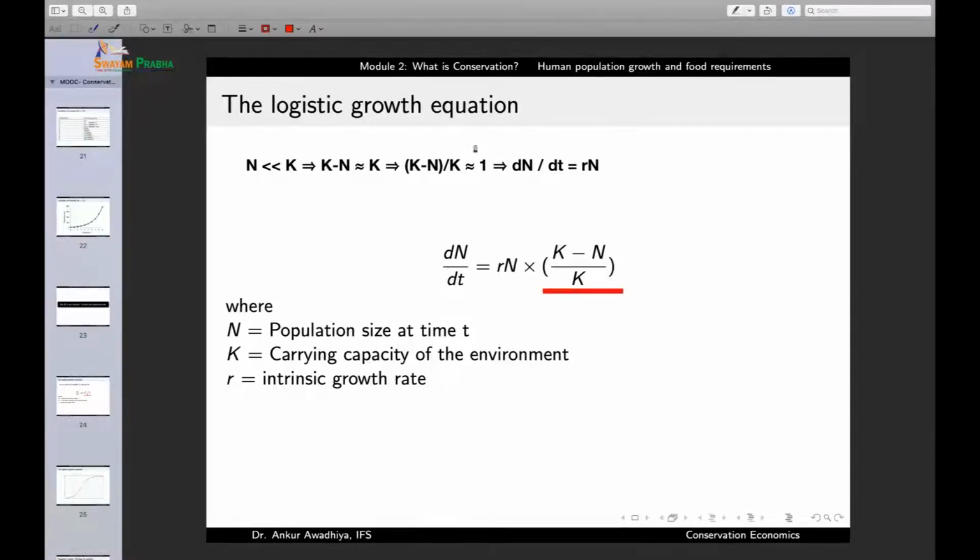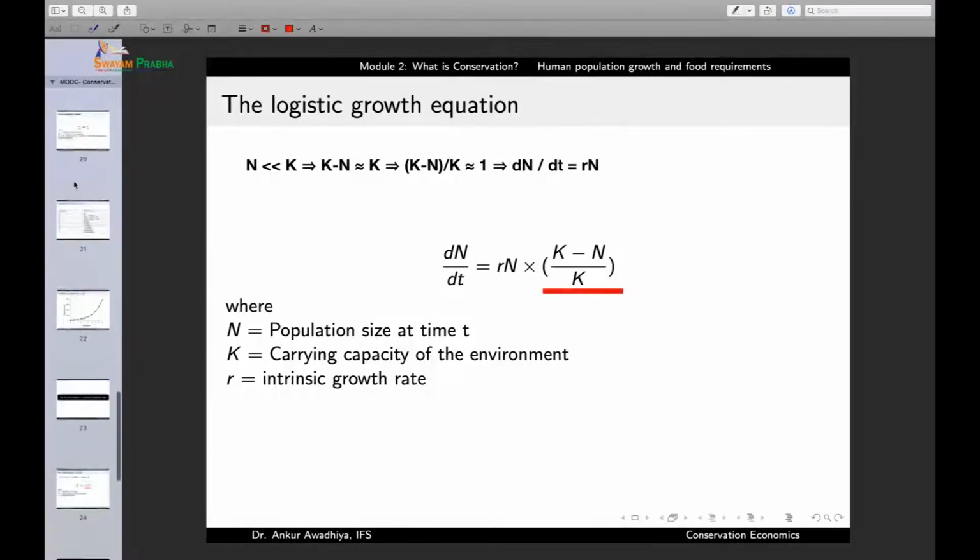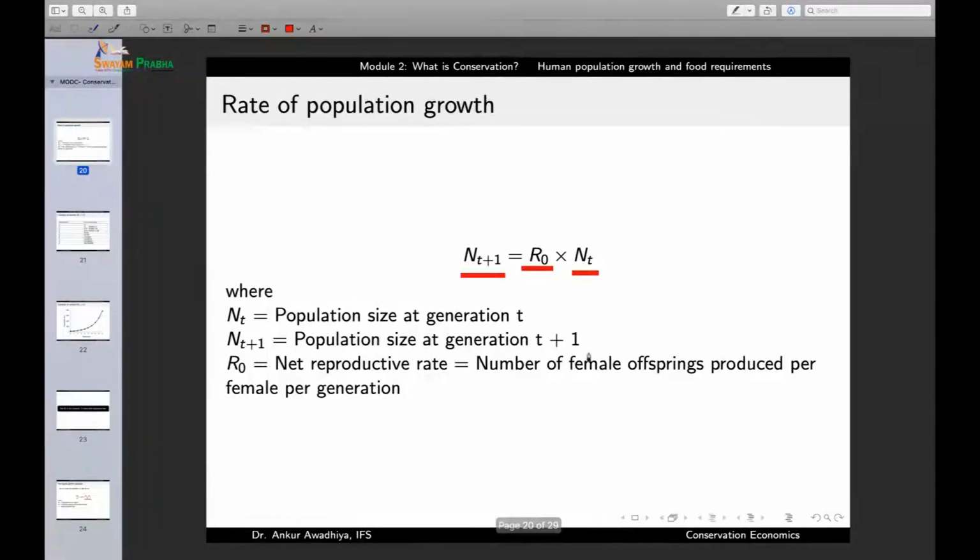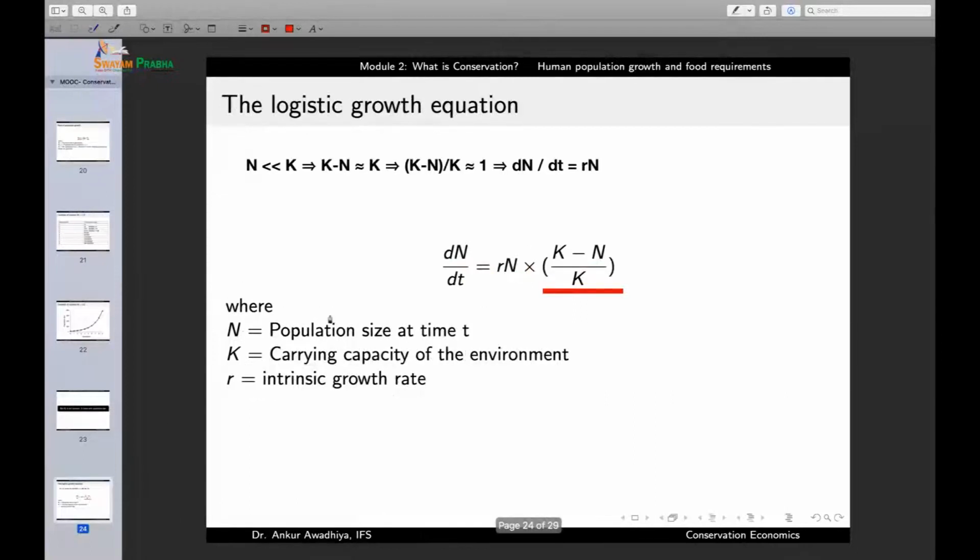The rate of increase is proportional to n, which is this one, so you will have an exponential growth in the population. But then what happens when the population increases so much that it is now close to k? So let us look at the other extreme. The other extreme is that n has increased so much that it is now approximately equal to k.